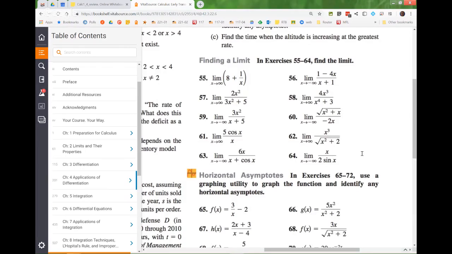Now you look at 55 and we don't have one fraction, we have two numbers. So on 55, what's the limit of 8 as x approaches infinity? Well, 8's not affected by x. There's no x in there. So that stays the same, 8. What's the limit of 1 over x as x approaches infinity? 0. And 8 plus 0, the limit of the entire thing is 8.